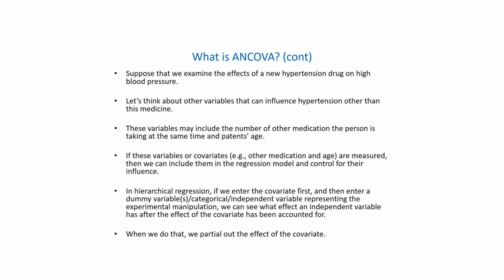If patients already have some other conditions, that can be a variable that affects the experimental result. Or if the person is taking some other drug along with this drug, that can have some effect on the blood pressure, and our results may vary. So these variables may include the number of other medicines the person is taking at the same time, or the patient's age. If these variables, which we call covariates, are measured, then we can include them in the regression model and control for their influence.